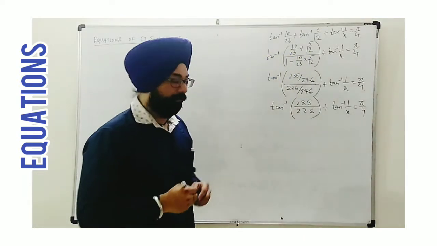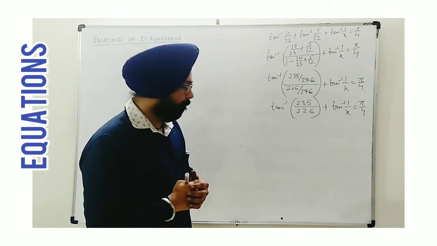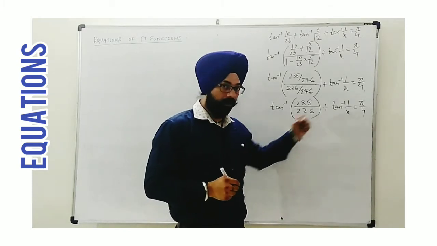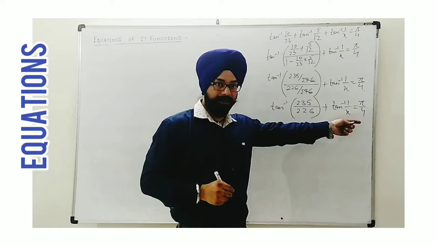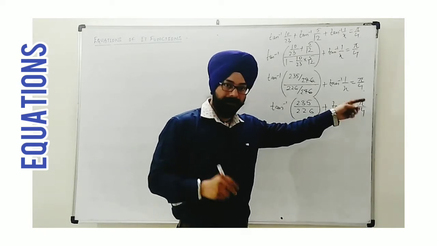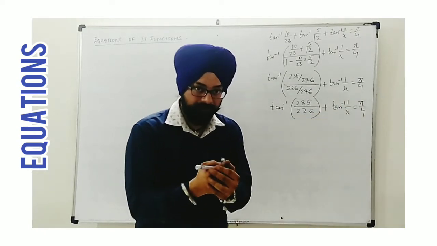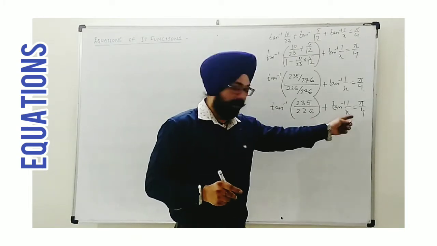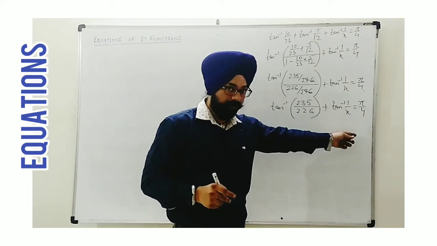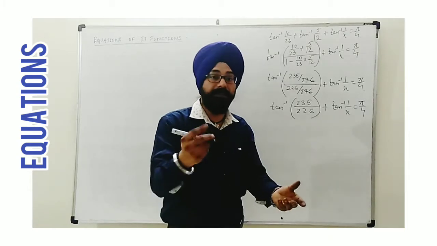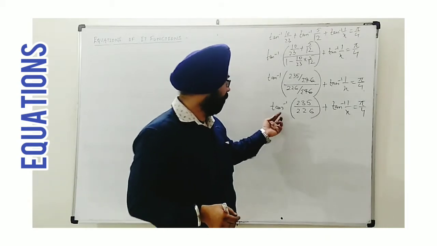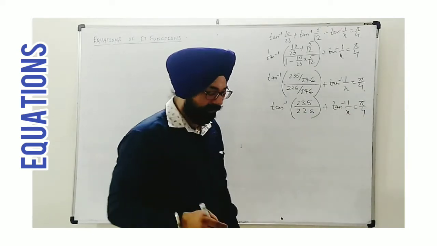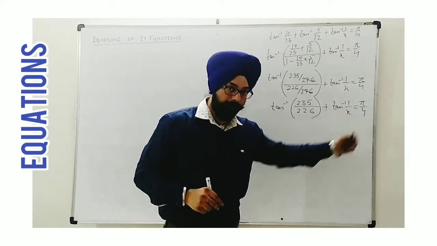Now we have two steps. Either two options are there. Either we solve this constant term with this x, or we shift this to the right hand side so that pi by 4 can be converted in terms of tan inverse. We know that pi by 4 is tan inverse of 1, so we can convert that constant term into tan inverse. So we can simplify this with pi by 4 also. Now I suggest this should be simplified with pi by 4 only.